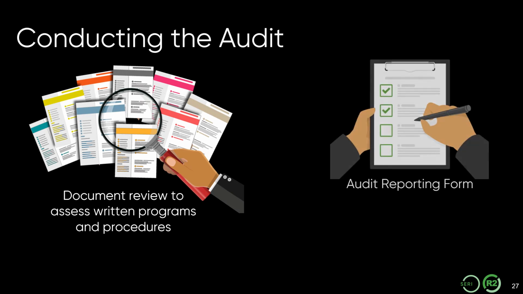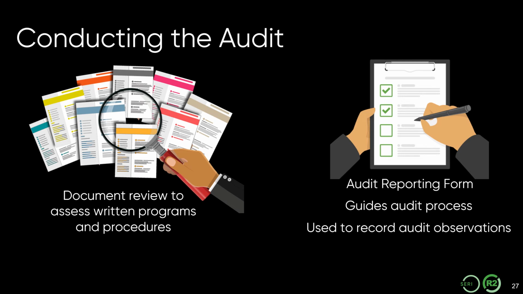An important tool used during the document review process is the audit reporting form. Not only does the reporting form help to guide the audit process, but it's also used to record the auditor's observations throughout the entire audit. So, introducing the reporting form during the document review and compiling preliminary audit notes helps the auditor identify and track key indicators that require further assessment later in the process.